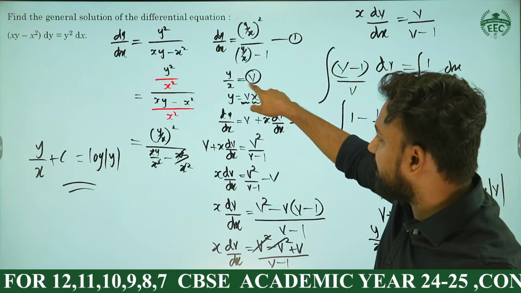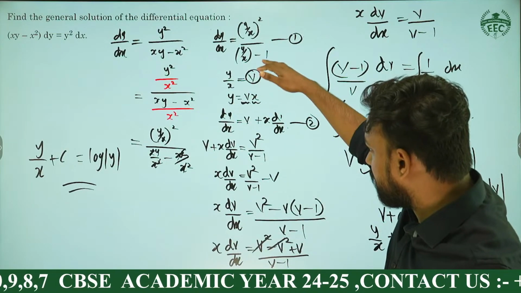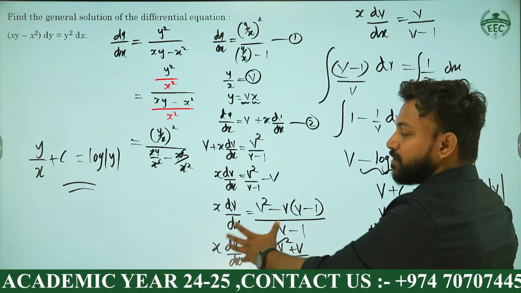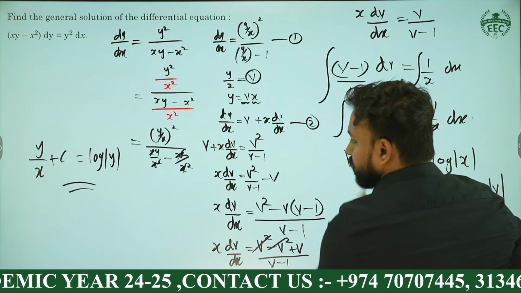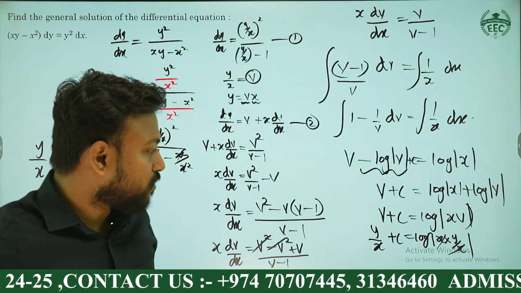And we put v as y by x, or y by x as v. Then what happens when you combine these two equations? You will get a variable separable format. Then from here onwards, we do the same thing we have done in variable separable. Okay, that's all for this question.